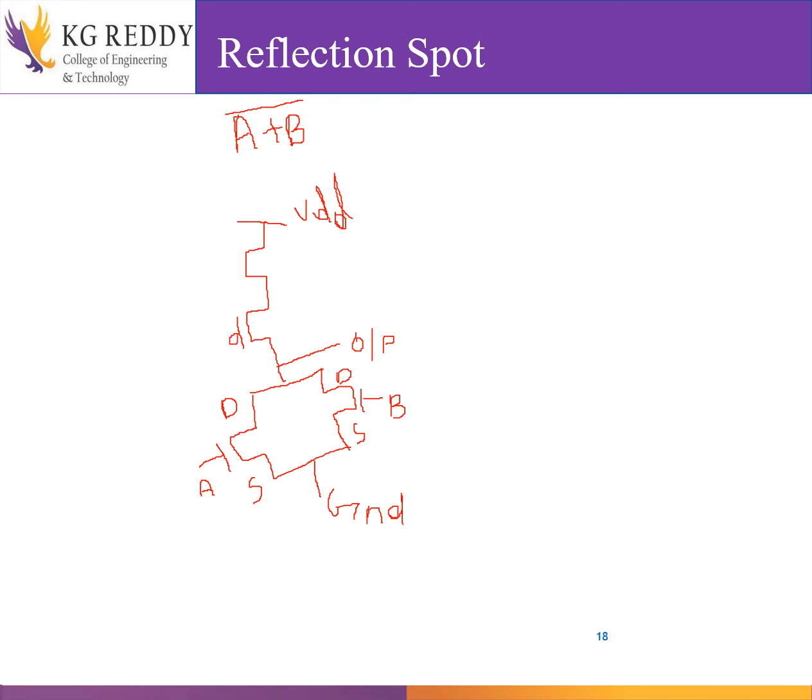And this is my PMOS B, terminal input B, and this is my another PMOS, which is A. Okay, so this is how we design a CMOS circuit for A plus B bar. So in the previous we have seen A dot B, and now it is A plus B.